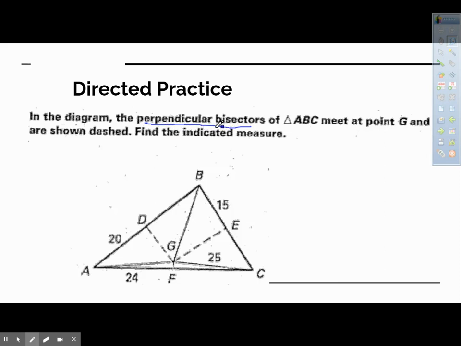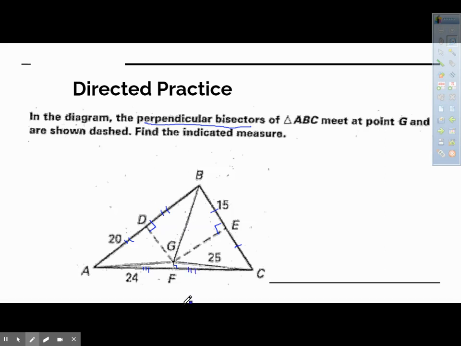Since it says they're the perpendicular bisectors, and they're the dashed lines, I know that these two segments would be perpendicular, and I know these two segments are congruent to each other. Same over here. These are right angles, and this segment's congruent. Right here, GF, that would be a right angle, and then this segment here would be congruent to this segment here.